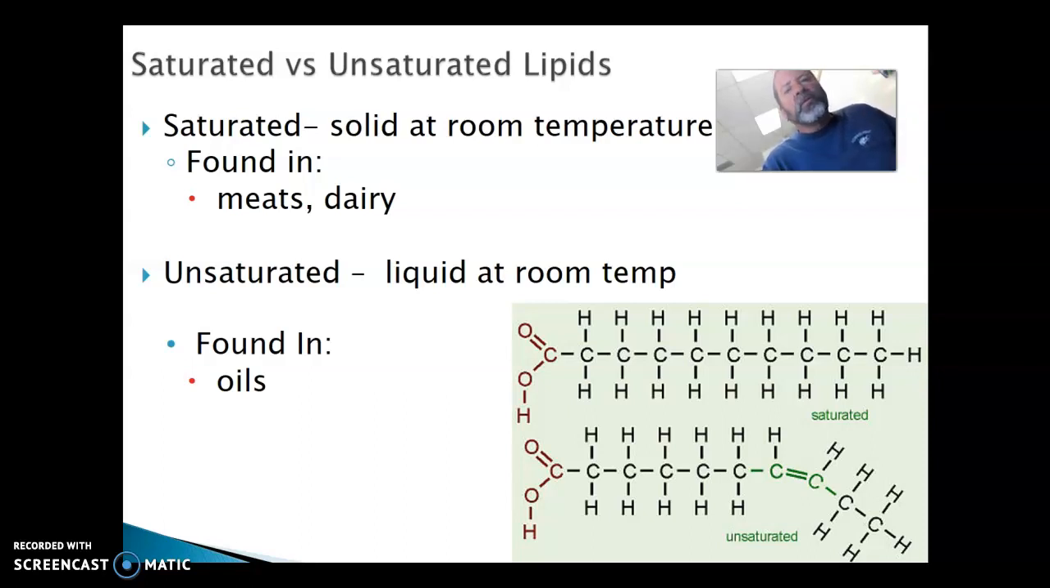Saturated fat, like bacon grease, turns to solid at room temperature. The spermaceti inside of a sperm whale's head, solid at room temperature. That's a saturated fat. Okay?